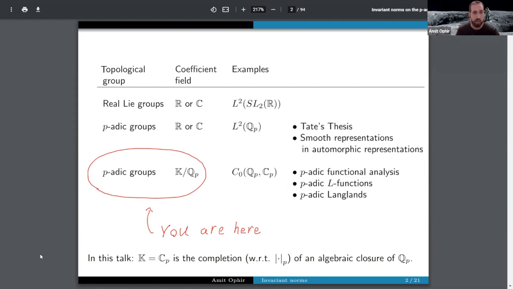As usual in p-adic analysis, p-adic numbers are going to play two roles in our talk. The first role is the topological group on which we will do analysis, and the second role is as the field of coefficients. So most functions that are going to appear in this talk are going to be from the p-adic numbers into some p-adic field, mostly CP, and vector spaces are going to be over CP as well.